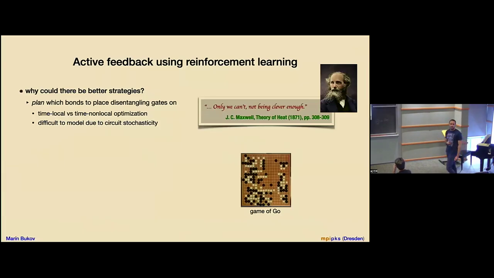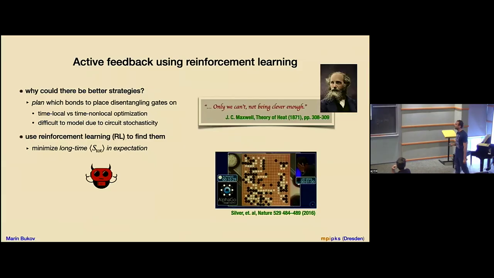So in some sense, we're not smart enough to write down such a strategy that works right away. And this is where reinforcement learning actually comes to the rescue. First of all, reinforcement learning is a variant of machine learning for those of you who don't know, but for the purpose of this talk, this is just going to be a black box. What it allows us to do is minimize the long time total entanglement in expectation. So not just over single trajectories, but over multiple realizations of the game.